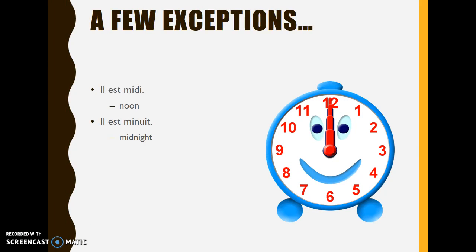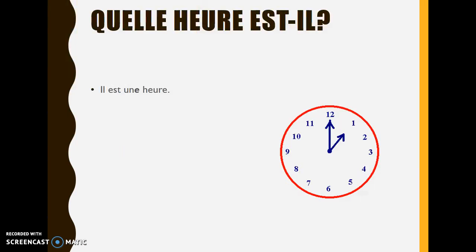There's a couple of exceptions where you can't just stick a number in there. And so we have il est midi when we want to talk about noon. Il est minuit for midnight. And one more tiny little thing. We say il est une heure. Instead of un, when you learn to count, you learned un, deux, trois. Here we're going to use une, the feminine form of one.